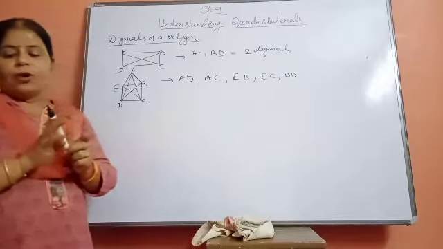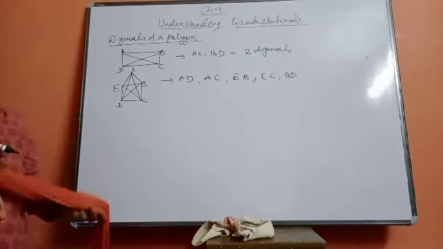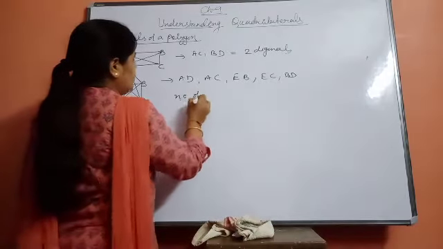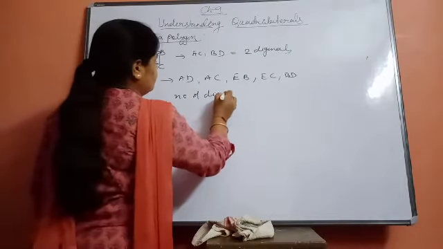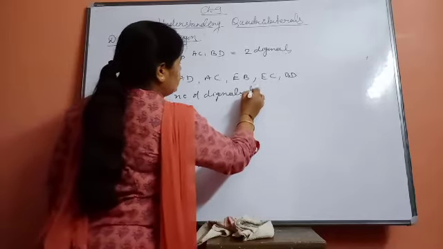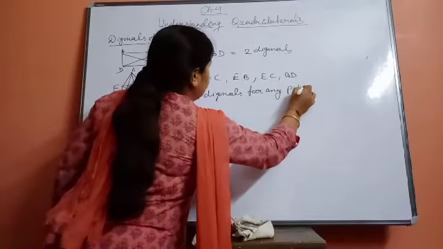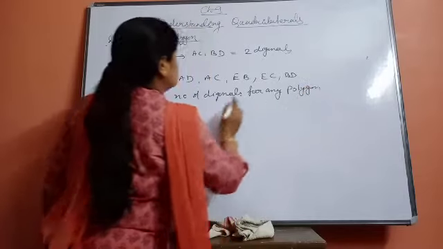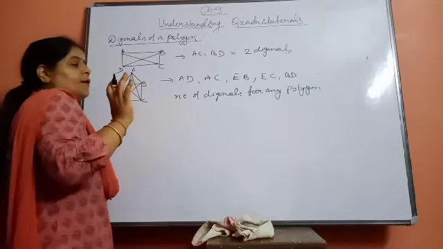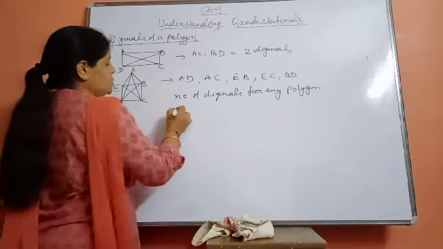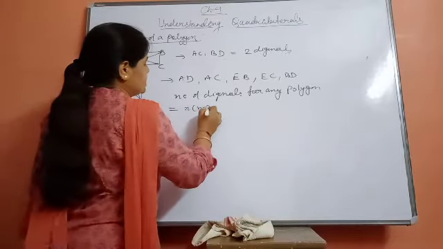Now we are going to learn what the formula for the number of diagonals can be. The number of diagonals for any polygon is given by one simple formula: n(n minus 3) upon 2.